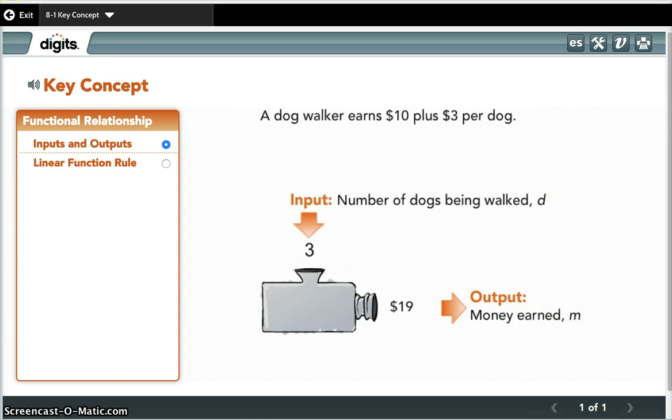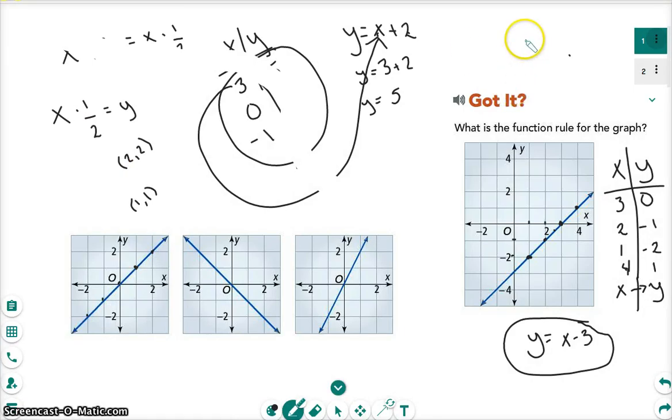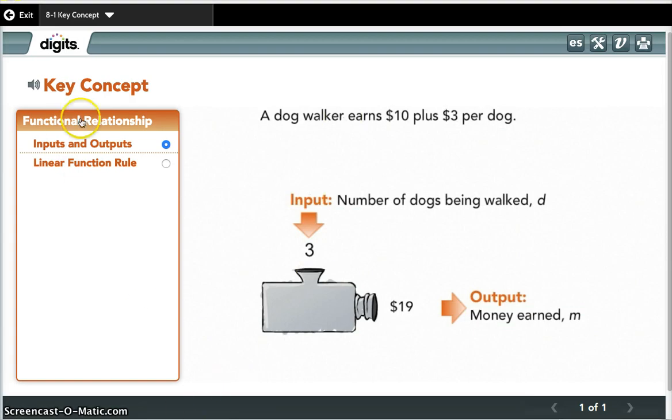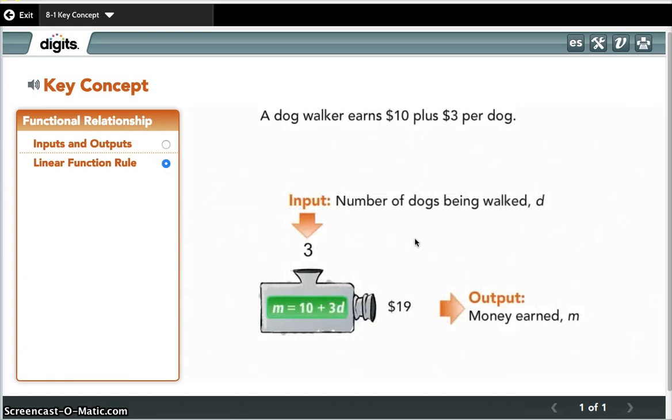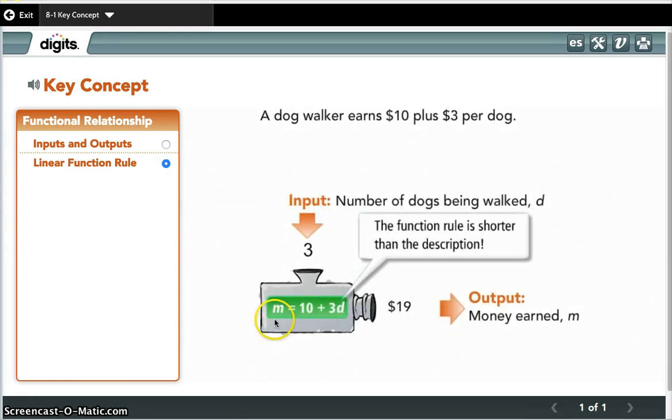So the rule would be, I'll squeeze it in somewhere up here, the money equals $10 plus $3 per dog, and they're using D for dog. So plus 3 times the dogs. And that would result in our rule that's being followed for this function machine. All right, so M equals 10 plus 3D.